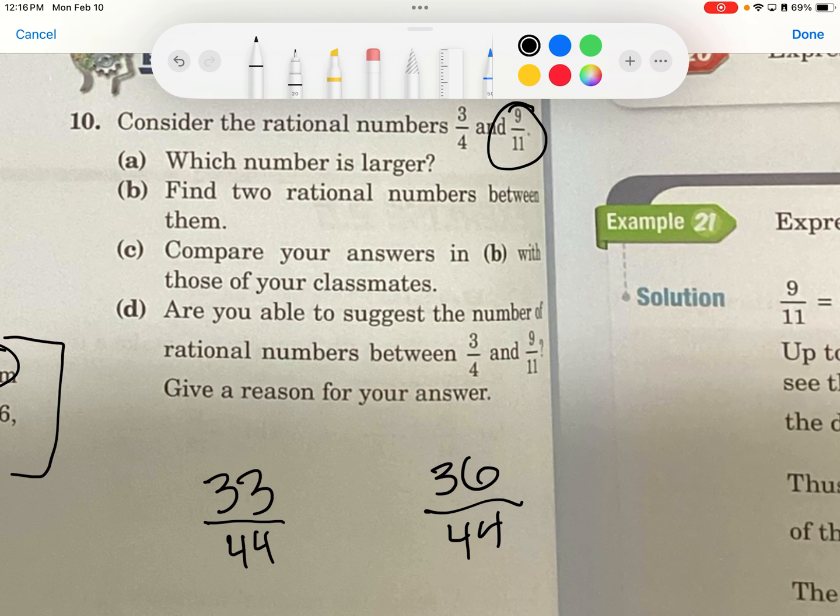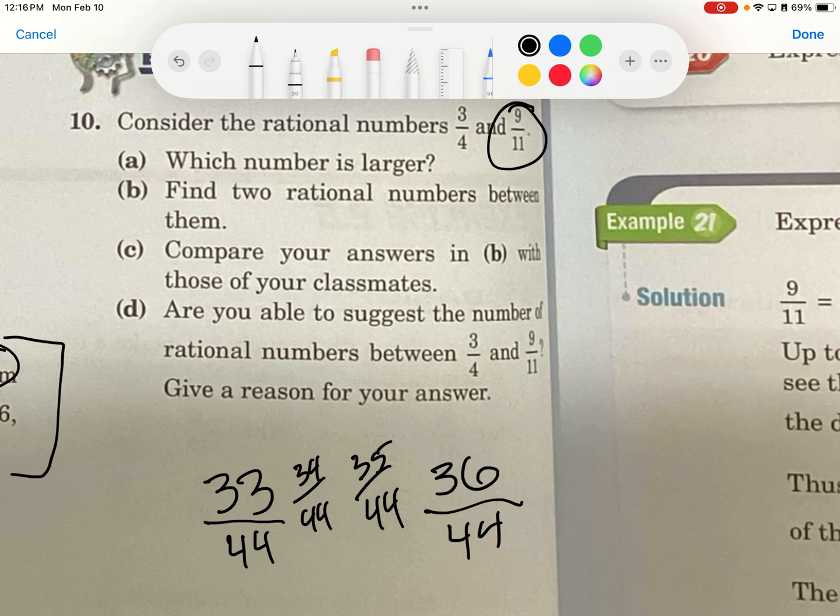Layne, that's your birthday. Yes, that's true, 9/11. Find two rational numbers between them. I mean, that's 34/44 and 35/44. Man, that's so hard. It is unbelievably hard, Layne, is that not?